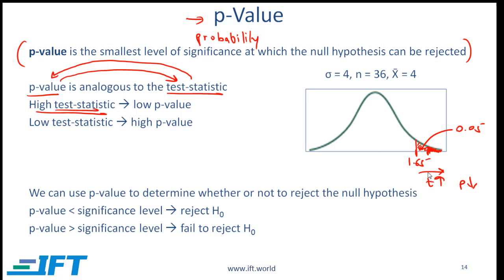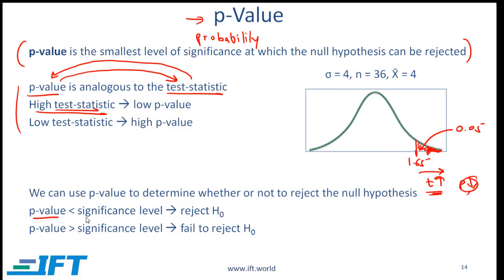down. And using the tables, you can find the p-value that corresponds to a corresponding t-value. And similarly, you can find a t-value corresponding to a particular p-value. So that is what I mean when I say there is a one-to-one relationship. We can use the p-value to determine whether or not to reject the null hypothesis.